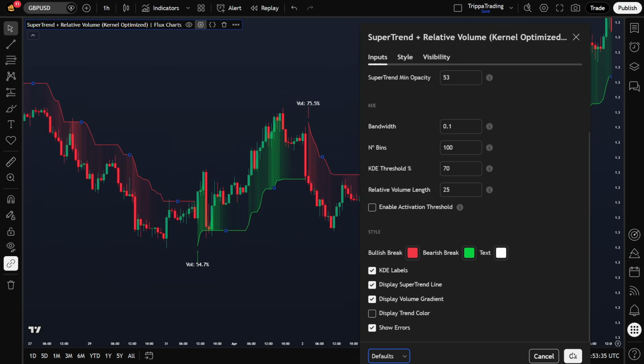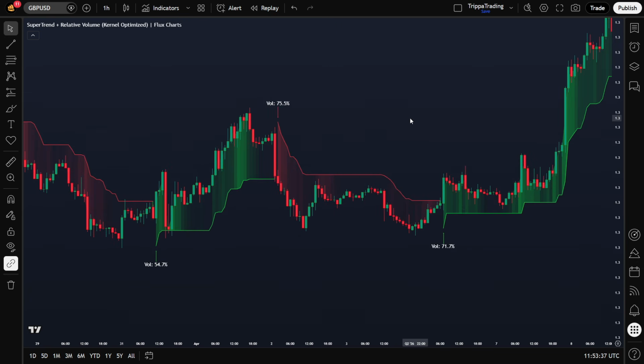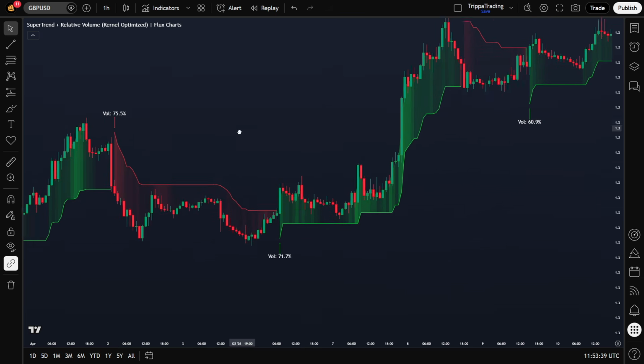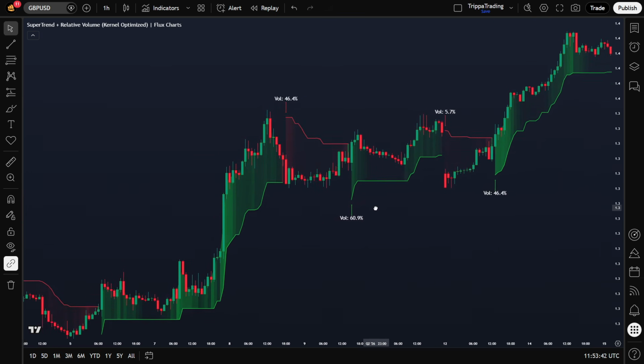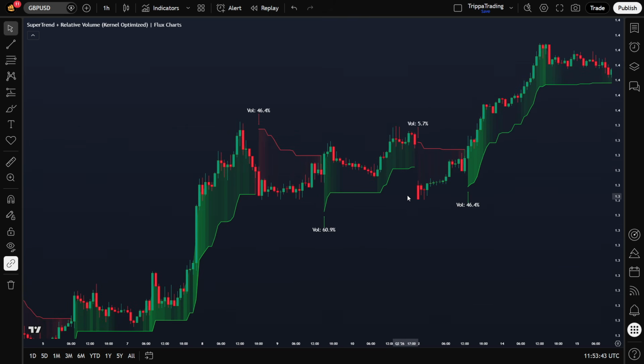Now let's talk about how to actually trade this the right way, because this indicator is not about taking every flip. It is about treating every flip differently based on quality. So let's start with a clean buy trade setup.